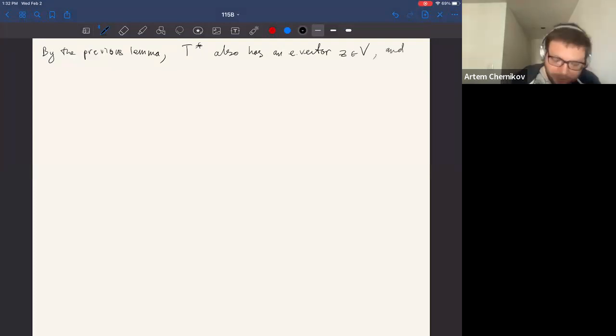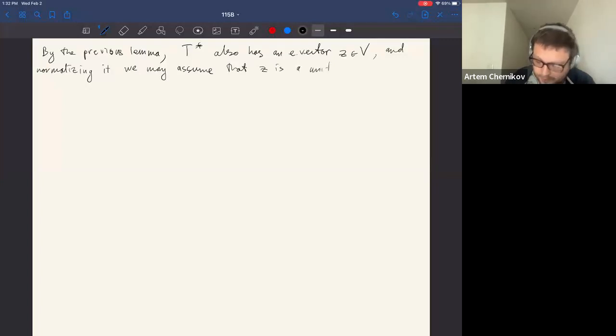And also normalizing it, we can assume that Z is a unit vector, a unit vector with some eigenvalue, let's denote it by lambda.